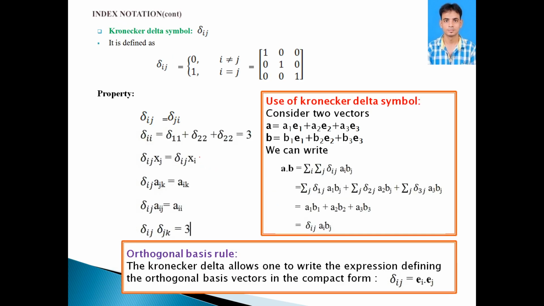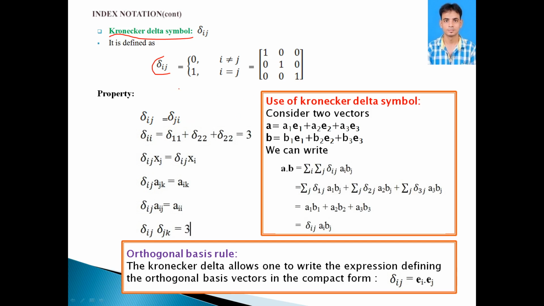Okay, now this is the important index notation, the delta_ij, which is known as the Kronecker delta symbol. This symbol is defined as delta_ij equal to 0 when i is not equal to j, and equal to 1 when i equals j. So that means all the off-diagonal elements are 0, and only the diagonal elements are 1, that is delta 11, delta 22, delta 33.